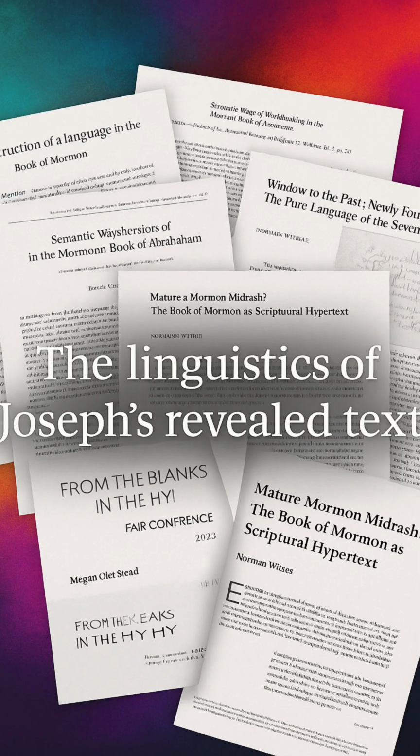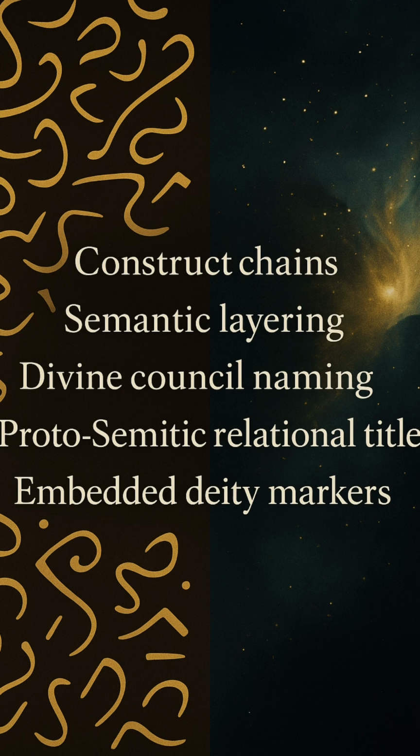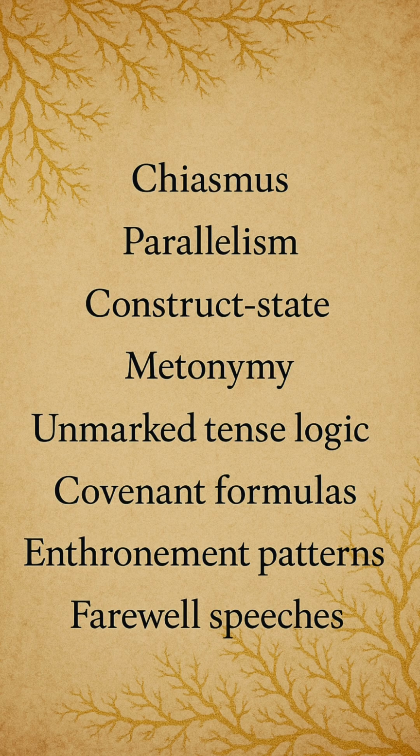Because the text that he produced is linguistically phenomenal. The linguistic structures that they contained, he never could have studied. He never could have learned because they didn't exist yet. They were yet to be discovered. See, in my own research, including my work on the ancient naming patterns, you see construct chains and semantic layering, divine council naming hierarchies, proto-Semitic relational titles, and all embedded in deity markers inside of their own names. It is impossible for someone at that time to be able to get these points.